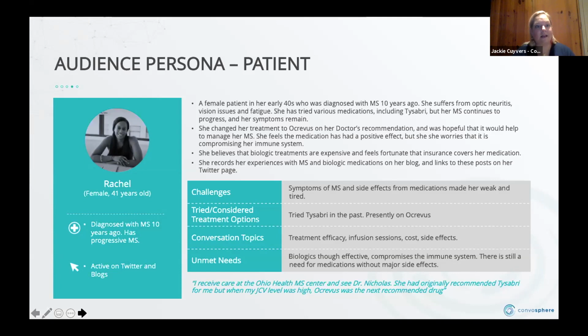So in this one, this is an example of, we've called her Rachel in this case, who was diagnosed with MS 10 years ago. She has been having treatments. Some of the treatments have been effective, and she feels like they've had a positive effect, but she's concerned about how biologics may be compromising her immune system. So she's communicating on Twitter and blogs, and she has concerns about cost and side effects.